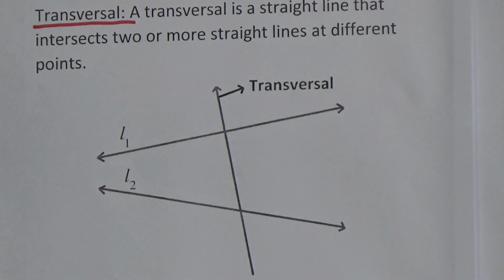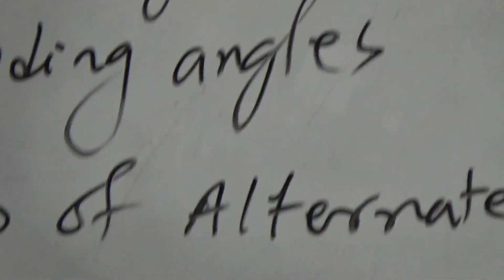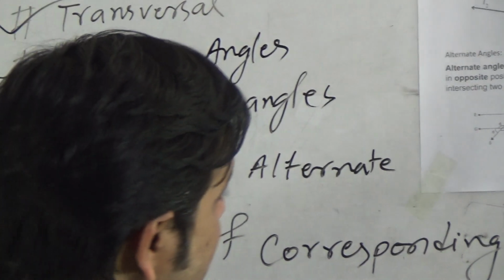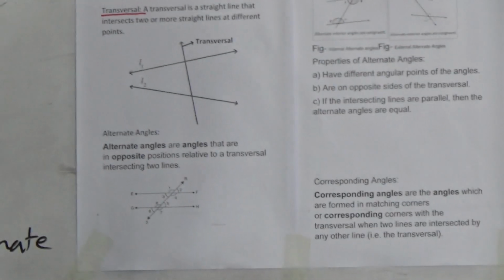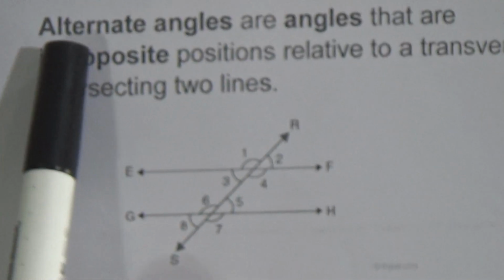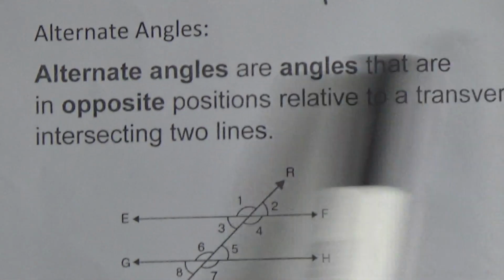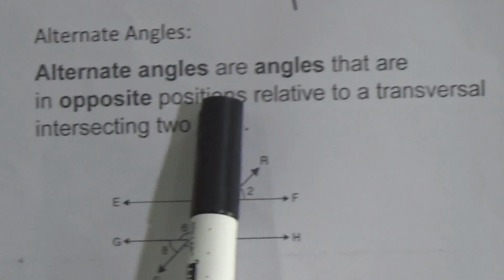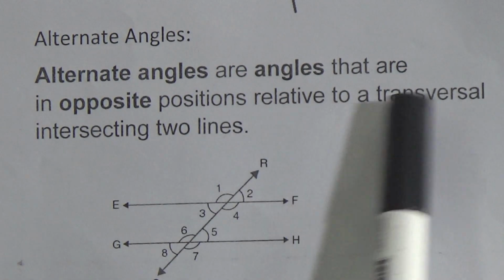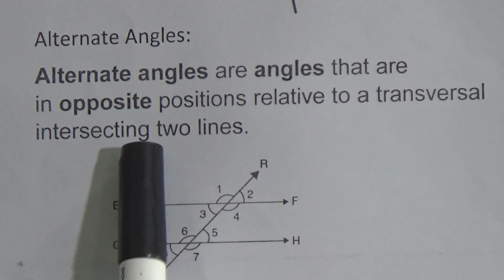Okay, dear students, I think you have understood what is a transversal. Now I will discuss the next topic, that is alternate angles. Dear students, see the definition. Alternate angles are angles that are in opposite positions relative to a transversal intersecting two lines.